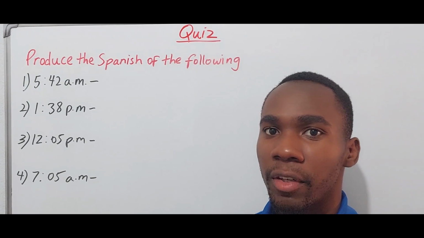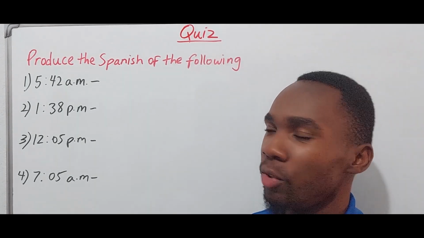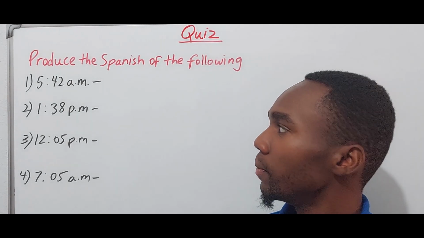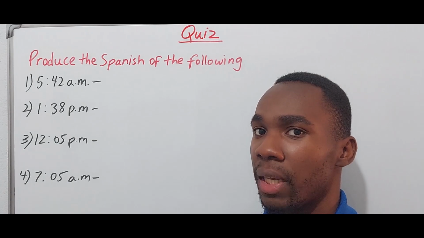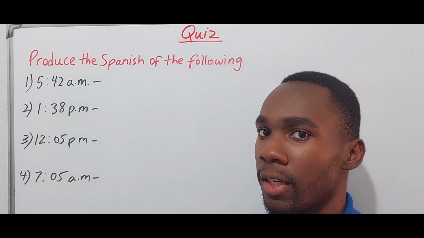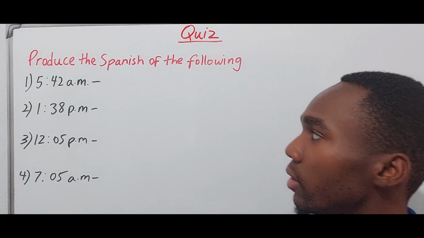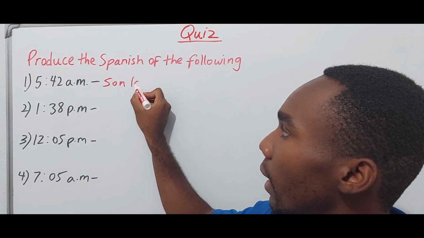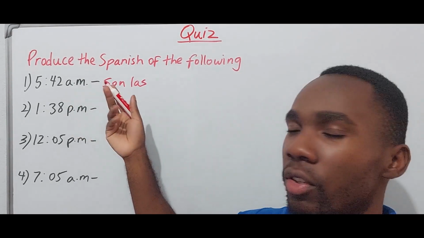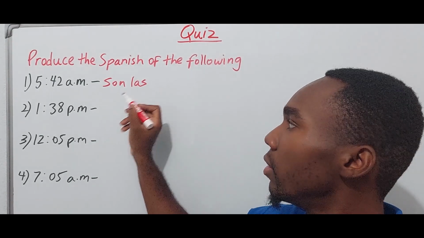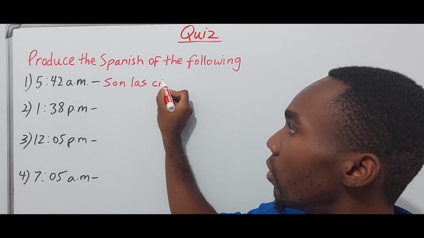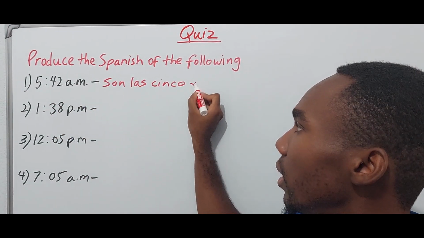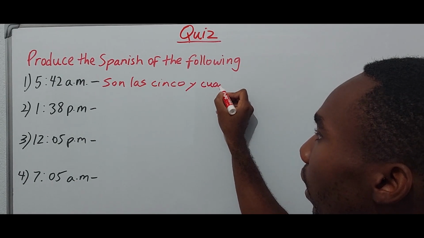So we move on to the final quiz today, okay? So you know you have to produce the Spanish of the following. So let's go. 1, how would we say 5:42 a.m. in Spanish? All right. So let's use the traditional method. We mention the hour. So son las, and of course this means it is, but yeah, son las 5, and how many minutes? Y 42.